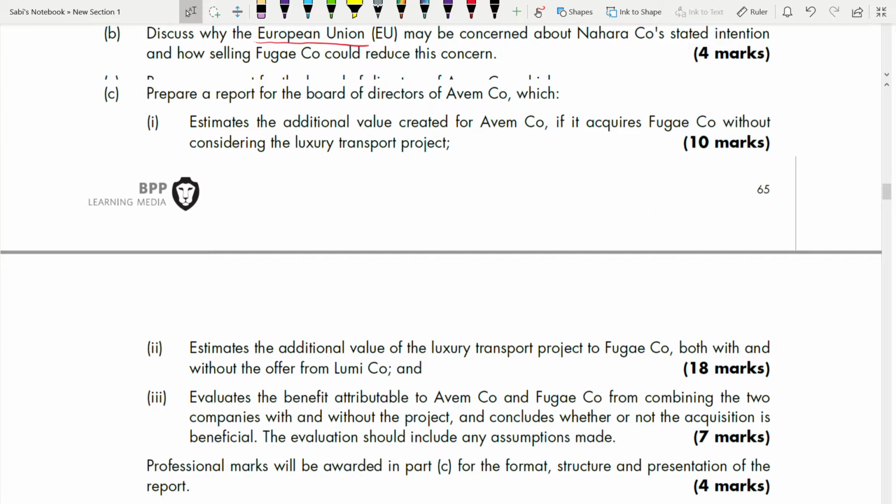Prepare the additional value created for Avem company if it acquires Fugai without considering the luxury transport project. So there is some luxury transport project going on. Without that project, you have to estimate the additional value. Basically, the additional value of acquisition. 10 marks. So your report also has to be in that way.